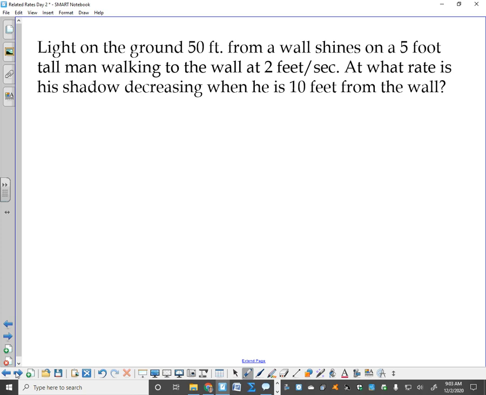Light on the ground 50 feet from a wall. So here we go. 50 feet. And here's a light. And it shines down on a little man who is 5 feet tall. So the light shines on him and makes a shadow. All right, let's see. Light on the wall, 50 feet, shines on a 5-foot tall man walking to the wall at 2 feet per second.